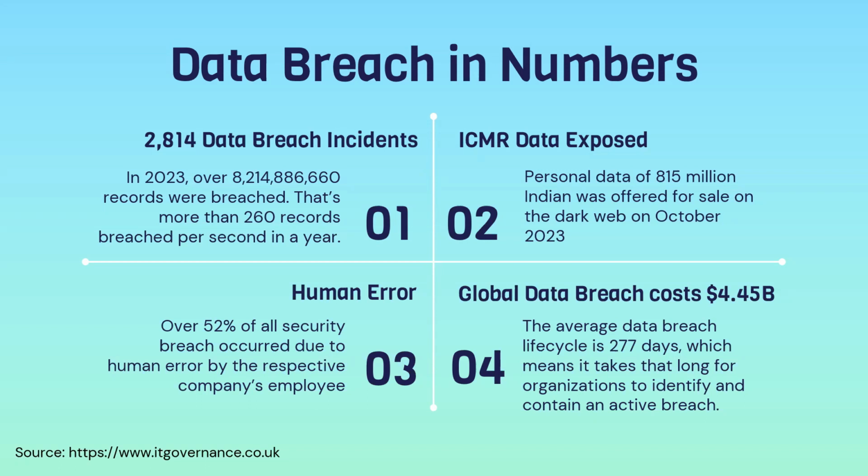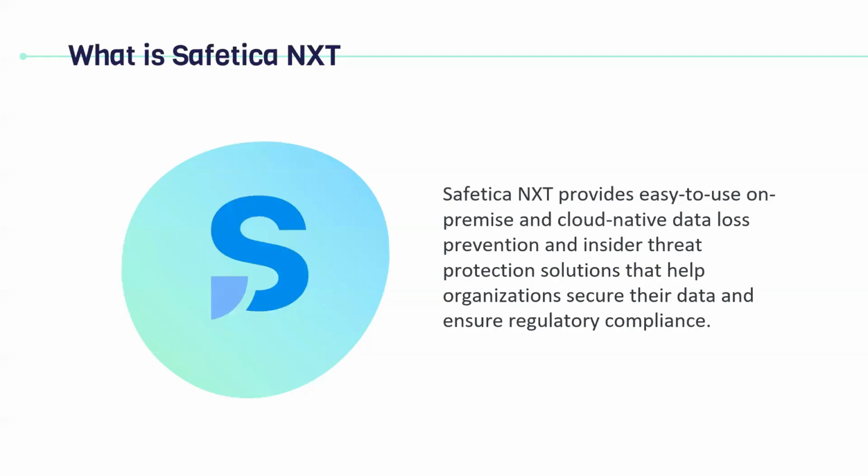employees. And about global data breaches, the average data breach life cycle is 277 days, which means it takes that long for organizations to identify and contain them. Therefore, it costs around $4.5 billion per year for these companies to prevent data breaches.